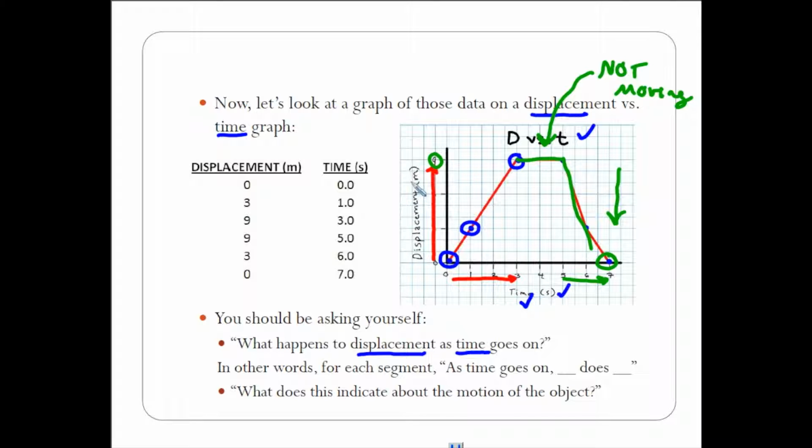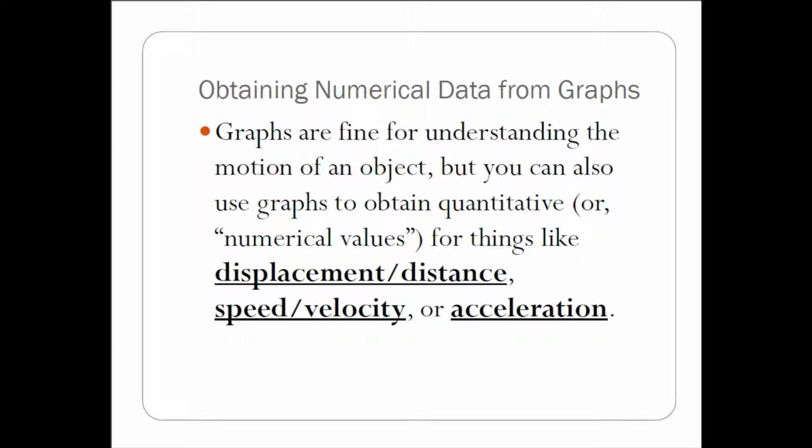Whatever is on your y-axis. In this case, in particular, it's displacement. So as time goes on, what happens to my displacement? And then you should ask yourself, what does this indicate about the motion of the object? Is it moving? Is it getting further away? Is it going back toward where it started? Is it moving at a constant speed? Is it speeding up? These are questions that you should be asking for every graph that you analyze.